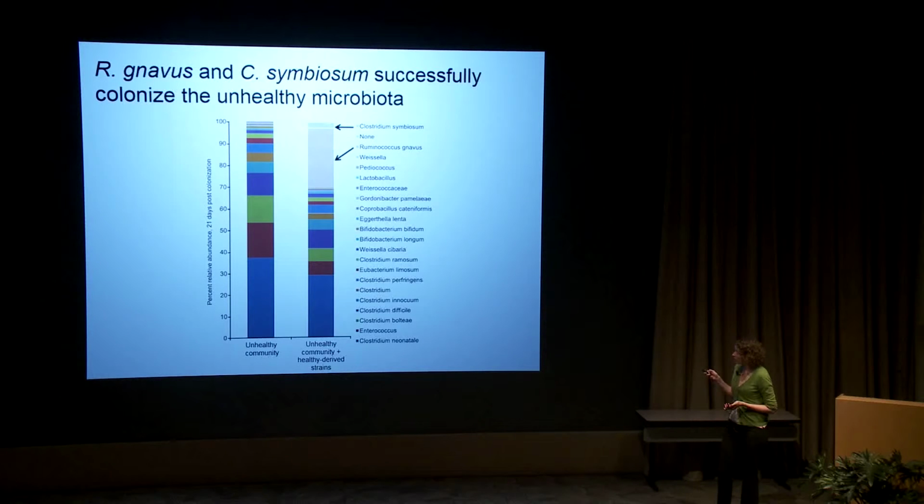Also noteworthy was that while these 2 added taxa did take up a portion of the community, none of the original species that had been present in the unhealthy community were completely displaced, suggesting that it really is the addition of these bacteria that's sufficient to cause this change in host growth, and not necessarily the loss of the unhealthy-derived bacteria that was necessary.